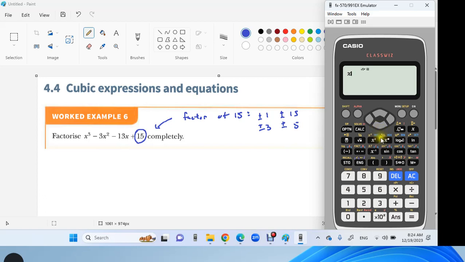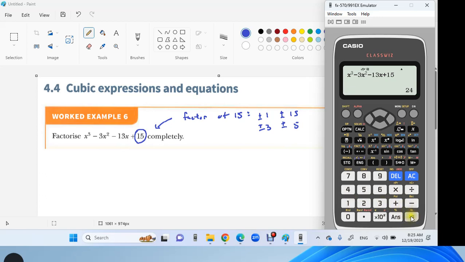So we will key the equation into the calculator: x cubed minus 3x squared, and then minus 13x plus 15. Okay, so I do the calculation. I put in 1, it is 0. So 1 is the root already. So this is very easy.